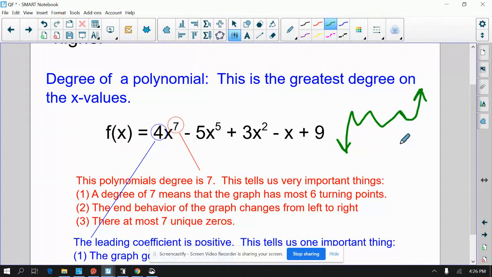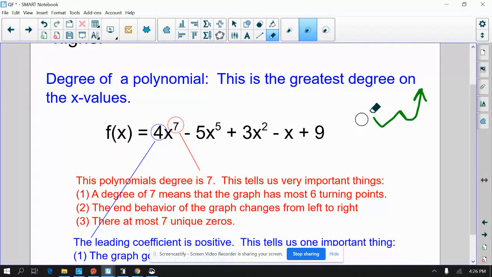So it could look something like this. See how now these two ends, the end on the left and the end on the right. On the left, it's going down. On the right, it's going up. So that's a change. Every time you have an odd degree, the end behavior changes.